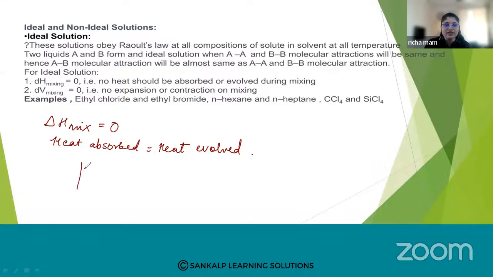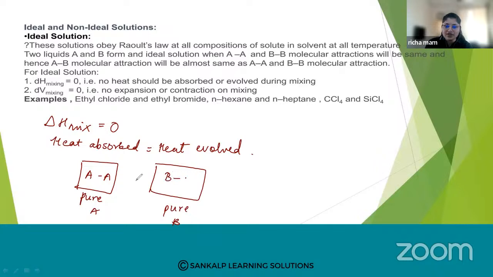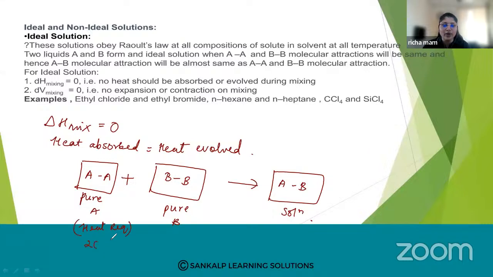Now suppose these are two pure components: this is a pure component A and this is a pure component B, so AA interactions and BB interactions are there. When you add A and B, you will get AB type of interaction. So this is about the solution. For pure A, heat will be required, suppose I require 20 joules of heat. For pure B also heat is required, and here also 20 joules is given.